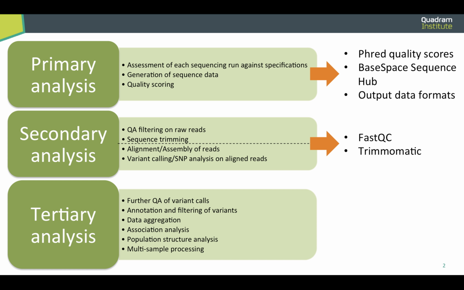Under secondary analysis, I'm going to stop around about where this dotted line is because I don't really have time to go into everything. But the first stage is essentially checking the quality of your data, making sure that it represents what you want it to and that it's suitable for use in further analysis later on. So I'm going to talk about a couple of common tools for that, FastQC and Trimmomatic, which I'll go into a little bit later.